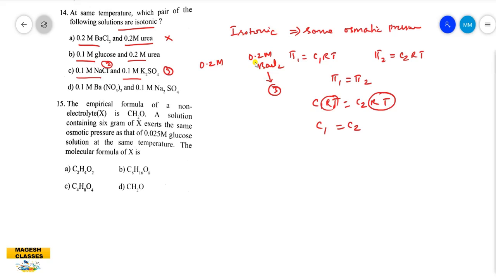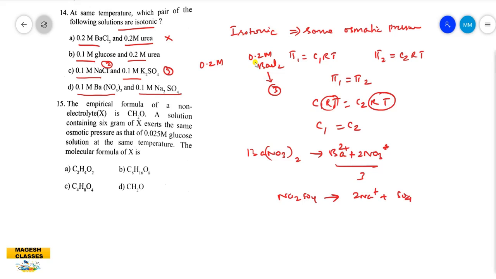So it is different. Here the 0.1 m barium nitrate and 0.1 m sodium sulfate both have the same concentration. Barium nitrate dissociates to give 2 nitrate ions and 1 barium ion, so it gives 3 ions. Similarly, sodium sulfate also dissociates to give 2 Na plus ions and 1 sulfate ion. So it also gives 3 ions and the same concentration. So this is your answer, the isotonic solution.